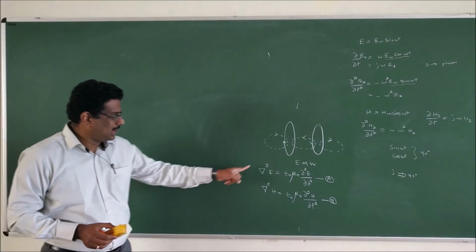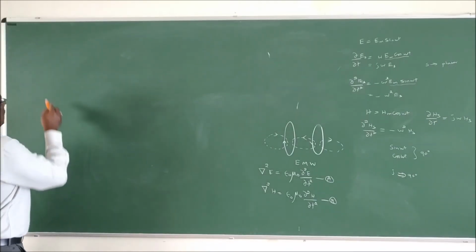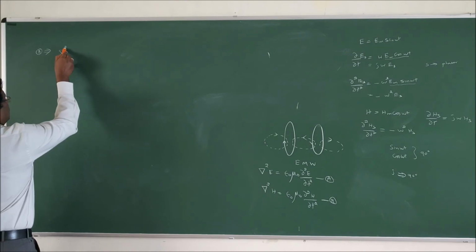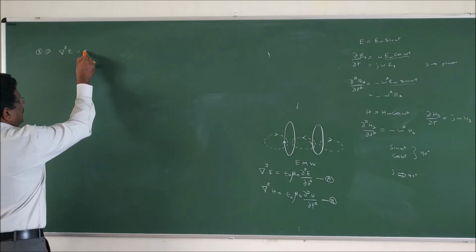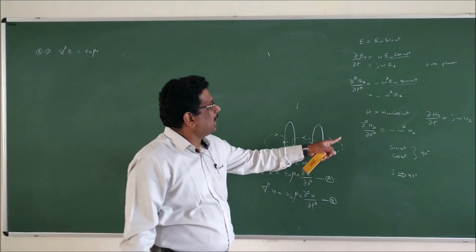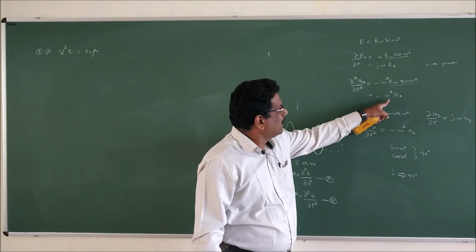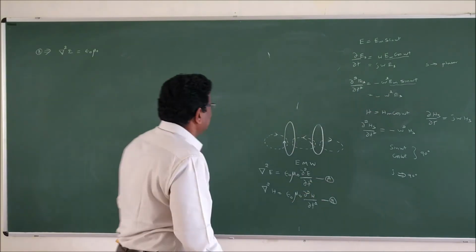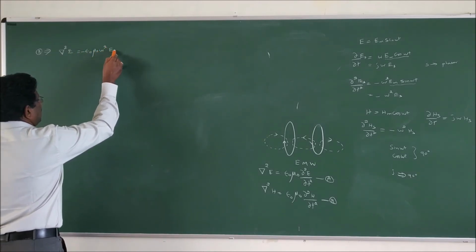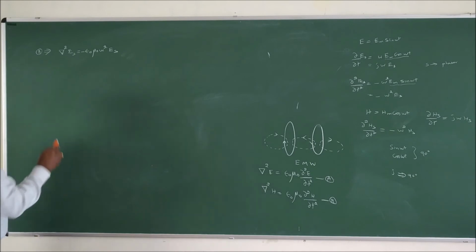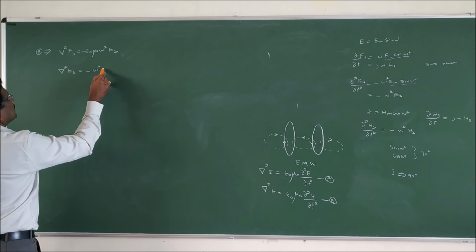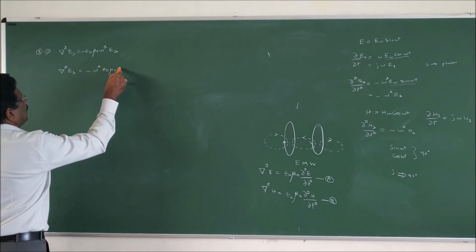Now, if you enter into Maxwell's equations, what is equation number A? Let us try to recall. Del square E equals epsilon naught mu naught times del square E by del t square. Del square E by del t square is equal to minus omega square Es. Then I would like to recall del square Es is equal to minus omega square epsilon naught mu naught Es.